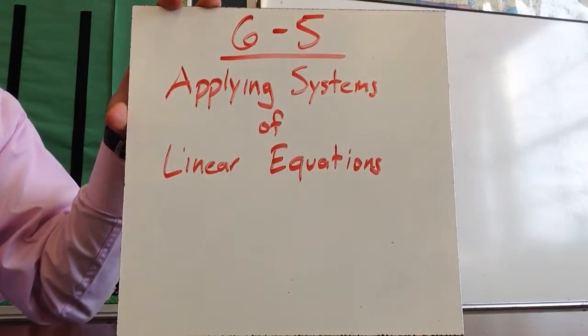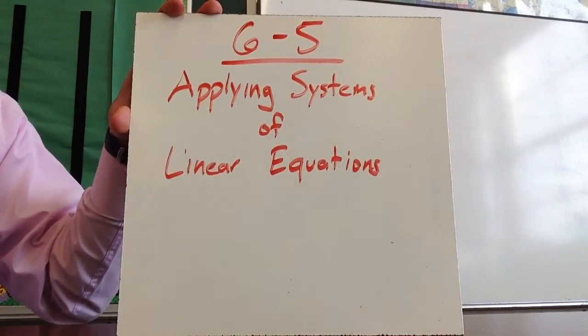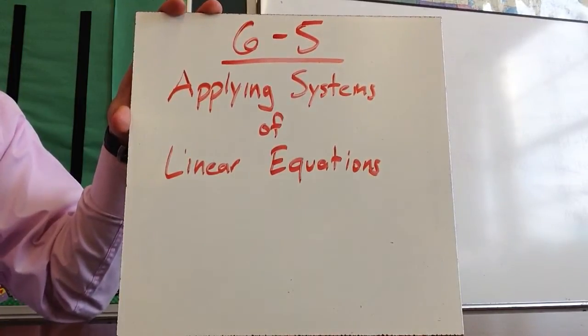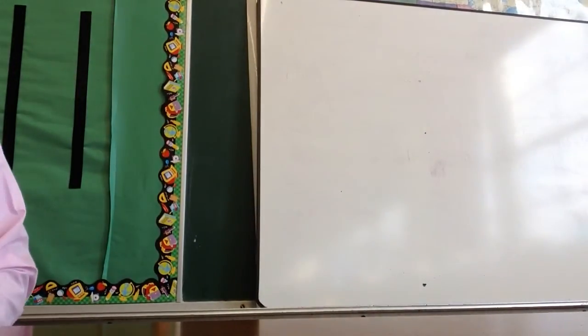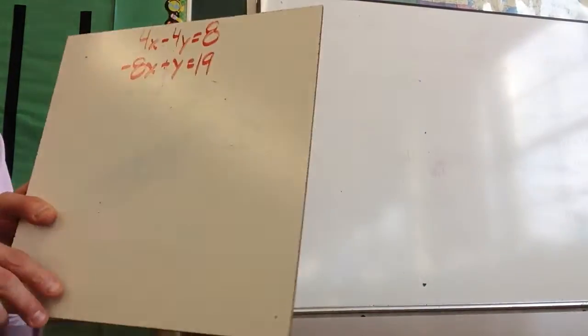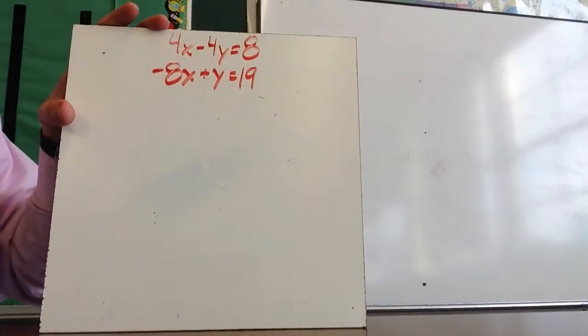There may be one way that is a little bit faster than the other, but again, what you're looking for is what way works for you, what way makes sense for you. But I do want you to see that there are multiple ways to solve the same problem. So we're going to take the same problem, and we're actually going to solve it using two different methods. The first one I want to do is substitution.